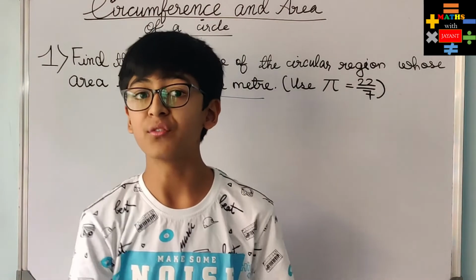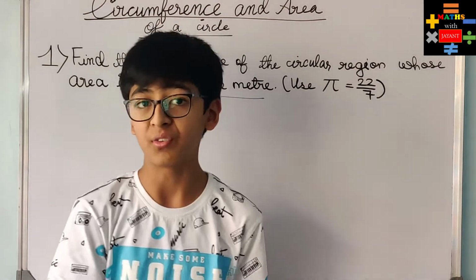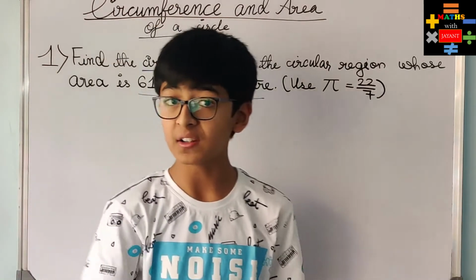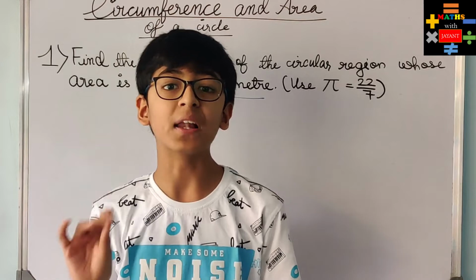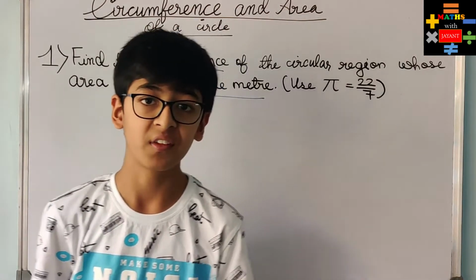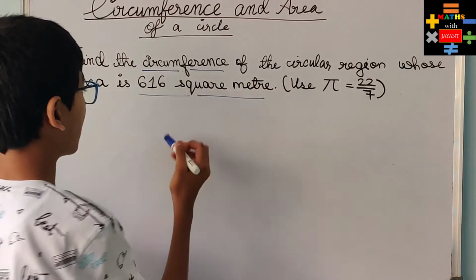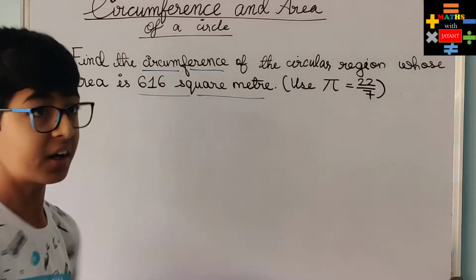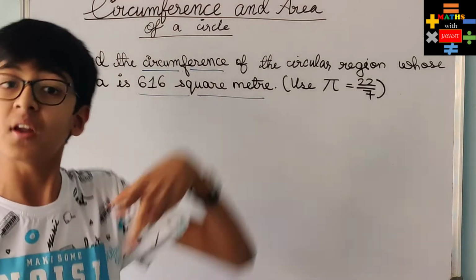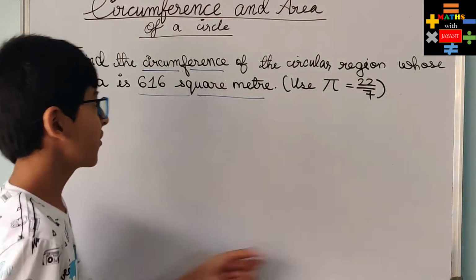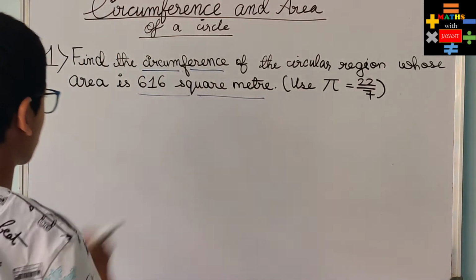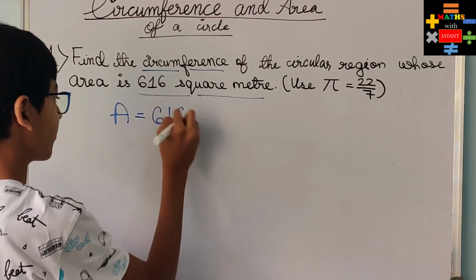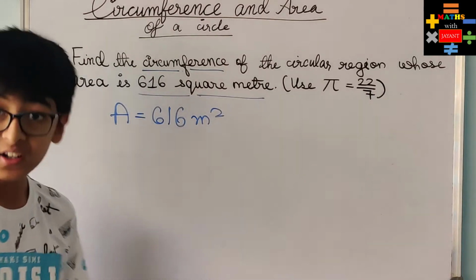We need to find a circumference. We are just given the area. How will we do this? What do we need for finding the circumference? We need the value of the radius. And look at area: we square the radius and multiply it by pi, then we'll get this, right? So from our area I can figure out the radius, and then from the radius I can figure out the circumference. So first of all, I'm given area is equal to 616 meters squared, right?